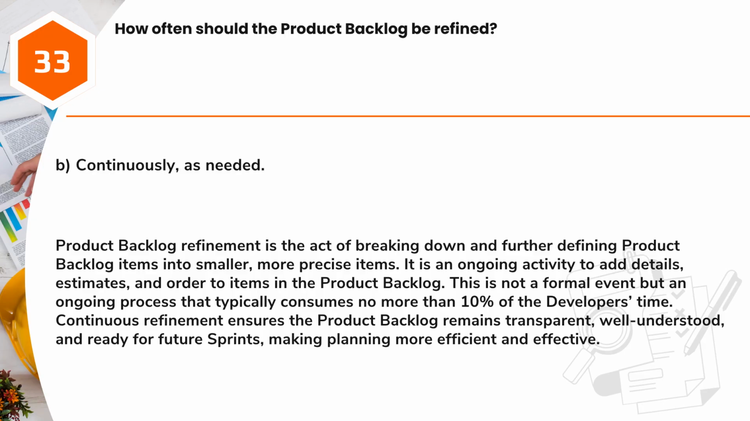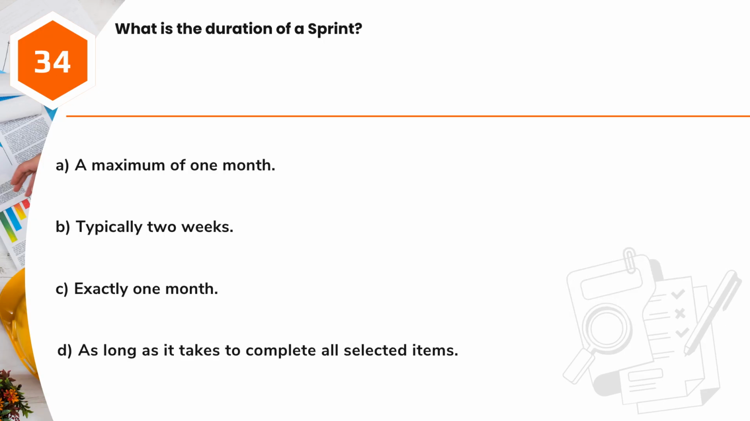Question 34. What is the duration of a sprint? A. A maximum of 1 month. B. Typically 2 weeks. C. Exactly 1 month. D. As long as it takes to complete all selected items.